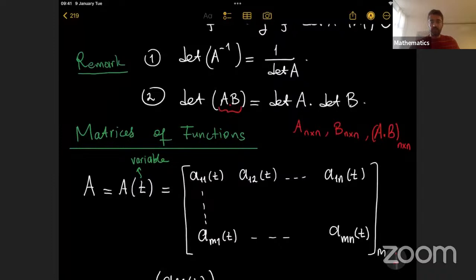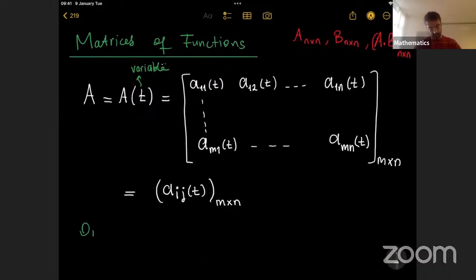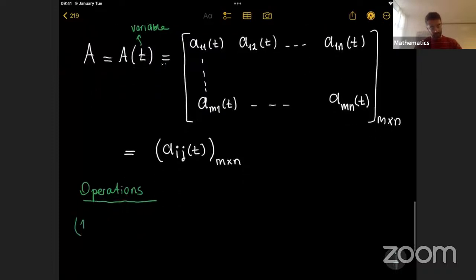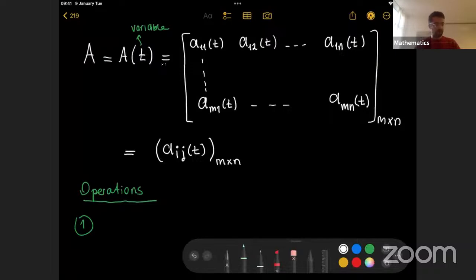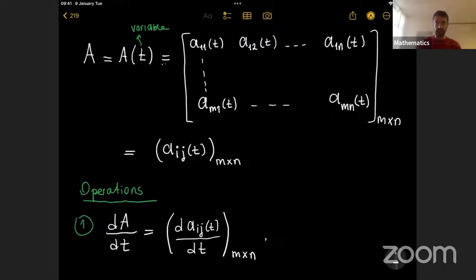Okay, well, let's talk about the operations here. We differentiate a matrix. First, let's talk about the derivative. These are easy operations. So if you know what's the derivative of a function, you know the derivative of a matrix because you take the derivative term wise, okay? You take the derivative of each entry. dA/dt, derivative of this matrix is basically you take the derivative of each entry. So it's d a_ij(t) over dt. So it is this matrix. It's again a matrix. You differentiate each entry.